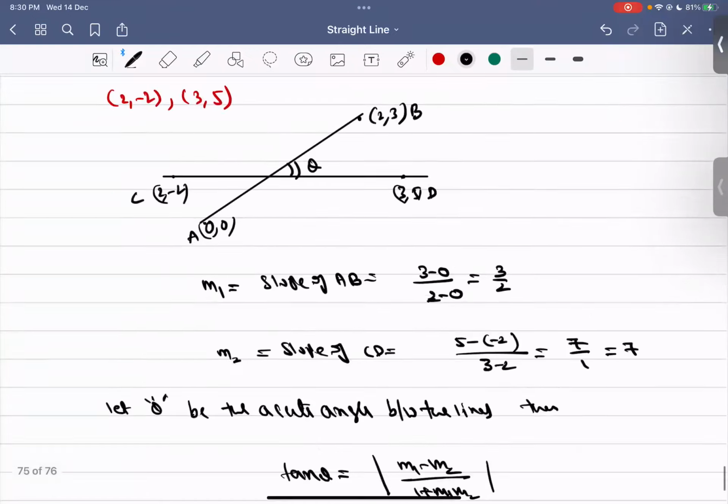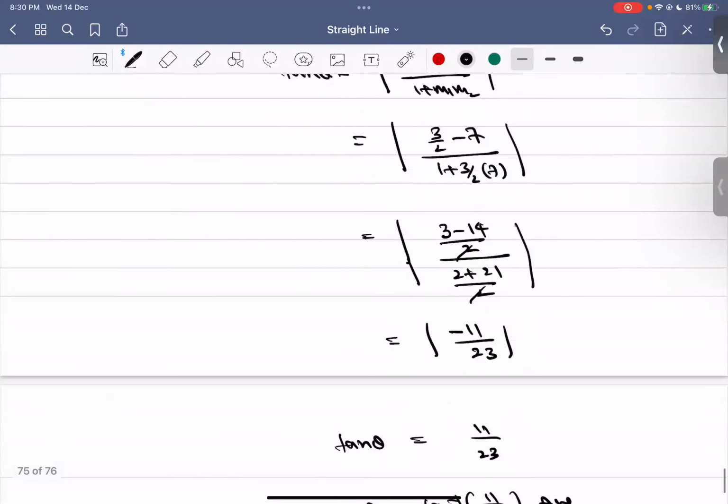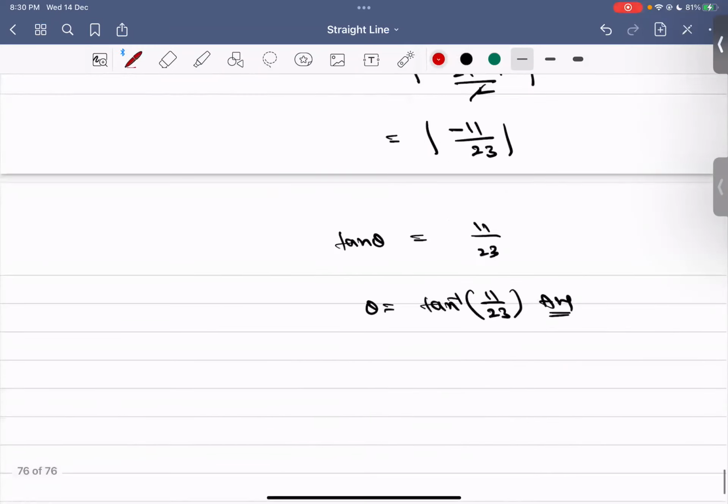Clear a solution? Yes. This is the basic level question. Next question number 2.